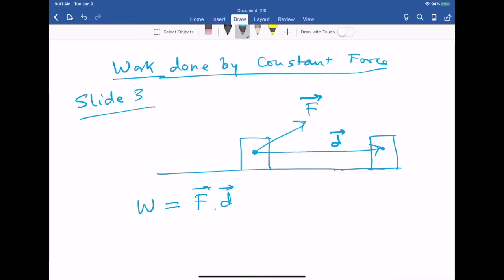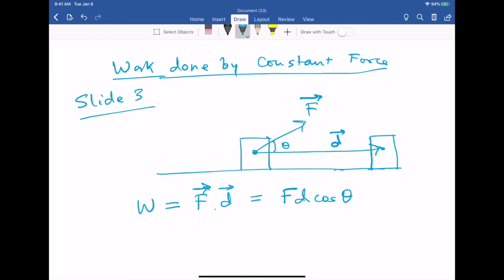the force and the displacement, which can also be written, as you remember from chapter 1, as the magnitude of the force multiplied by the magnitude of the displacement multiplied by cosine of the angle between the force and the displacement. So this angle here, theta. Notice that if you put the arrow on top of a vector, like I have the arrow over the F, it means the vector F.